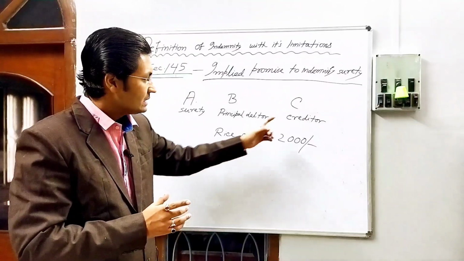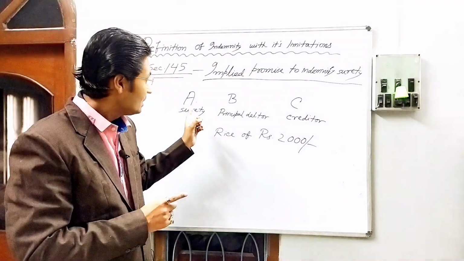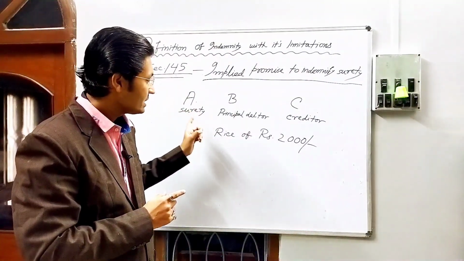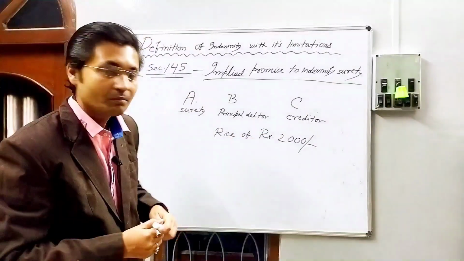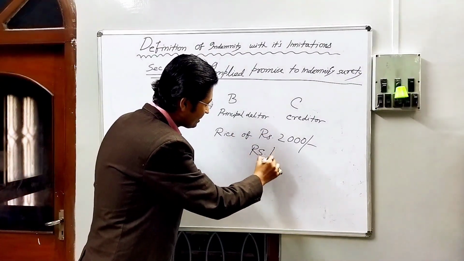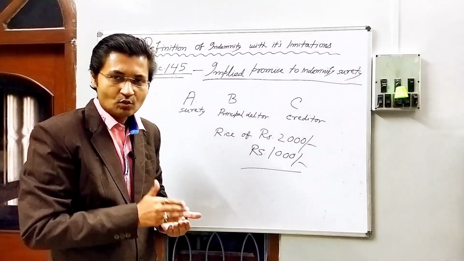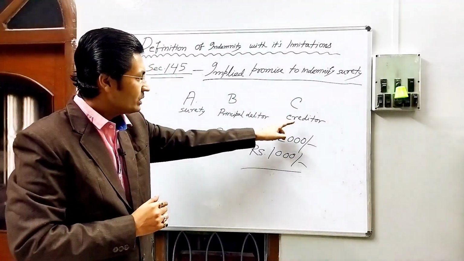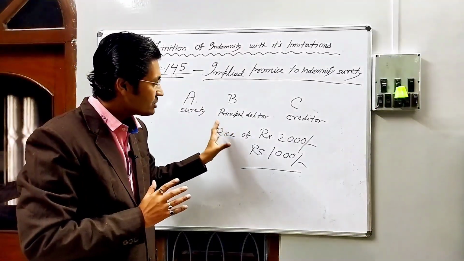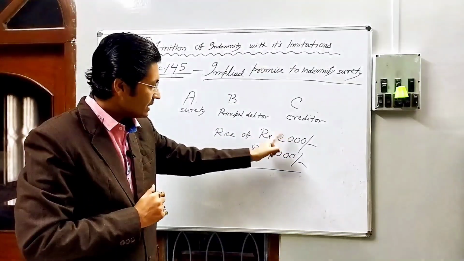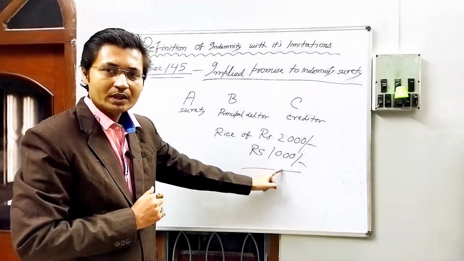But if C has supplied to B, for example, rice amounting to only rupees 1000, but C has secured rupees 2000 from Mr. A, the surety, then later on A cannot claim rupees 2000 from B, because B received rice actually not of 2000 from C, but of rupees 1000. That means there was less quantity. It was agreed that C will supply to B, as per the contract of guarantee, rice amounting to rupees 2000, but instead C has supplied B rice of rupees 1000.